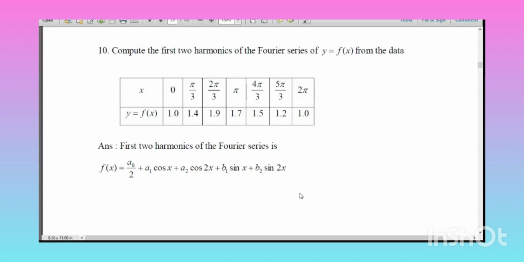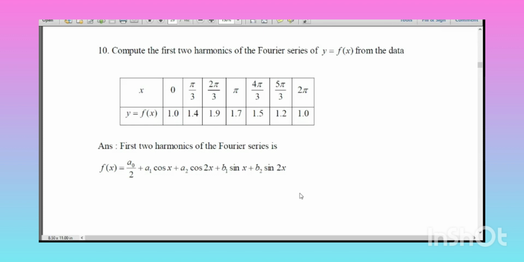Okay, sir. Second harmonic, that is f of x is equal to a0 by 2 plus a1 cos x plus a2 cos 2x plus b1 sin x plus b2 sin 2x. Third harmonic, f of x is equal to a0 by 2 plus a1 cos x plus a2 cos 2x plus a3 cos 3x plus b1 sin x plus b2 sin 2x plus b3 sin 3x. This is the third harmonic.